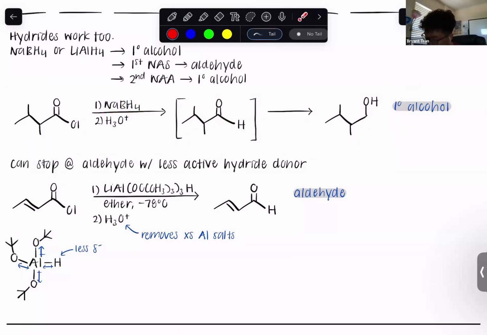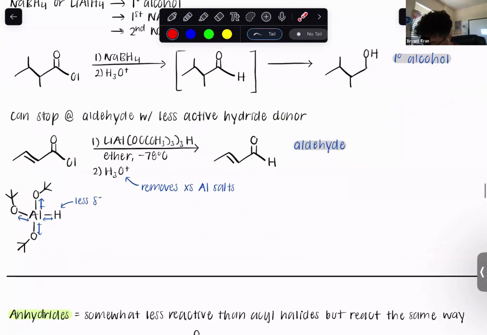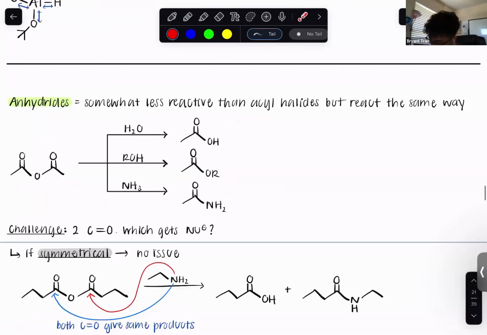Now, if you want to stop at an aldehyde from this acyl halide, you've got to use a bulky, less reactive hydride donor, which is this bulky lithium aluminum tri-tert-butoxide reducing agent here, which will stop at the aldehyde there. Okay. And it's less reactive because there are a lot of oxygens here electron withdrawing from this hydrogen, making it less negatively charged, less reactive.